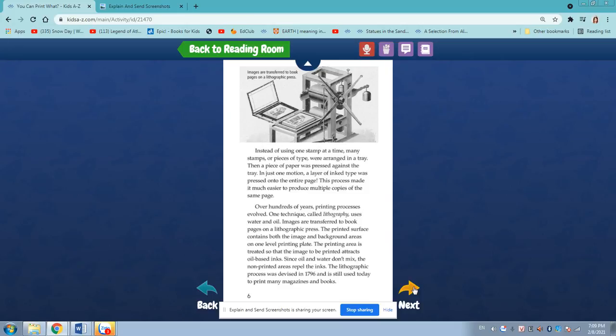Over hundreds of years, printing processes evolved. One technique called lithography uses water and oil. Images are transferred to book pages on a lithographic press. The printed surface contains both the image and the background areas on a level printing plate. The printing area is treated so that the image to be printed attracts oil-based inks. Since oil and water don't mix, the non-printed areas repel the inks. The lithographic process was devised in 1796, and it is still used today to print many magazines and books.